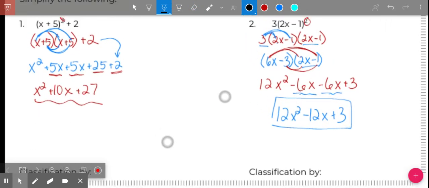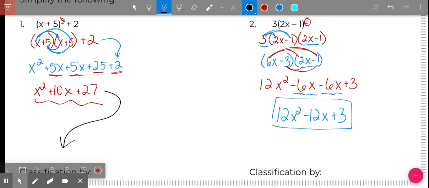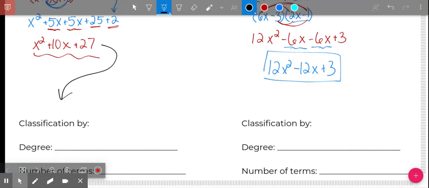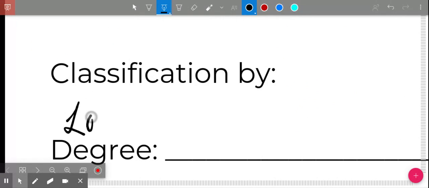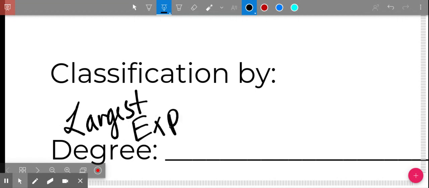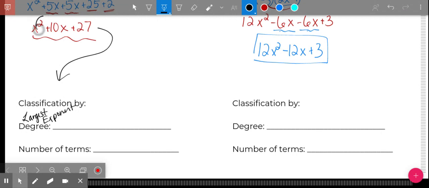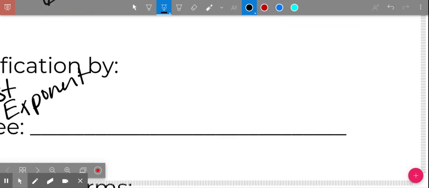So if we look at our first problem, we had x squared plus 10x plus 2. The first one wanted us to classify it by degree. So remember, degree is the largest exponent. So we're looking for the largest exponent, which happens to be a 2. So since it's a 2, if you look at that table that we use to classify our polynomials, if it's a 2, it's going to be quadratic.